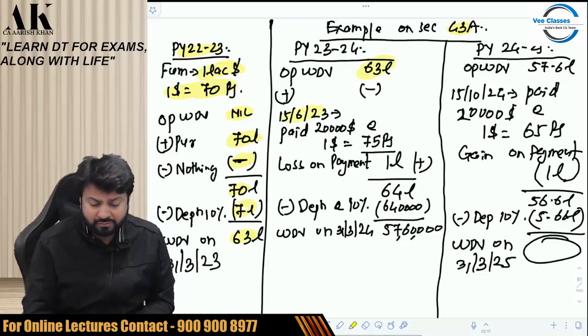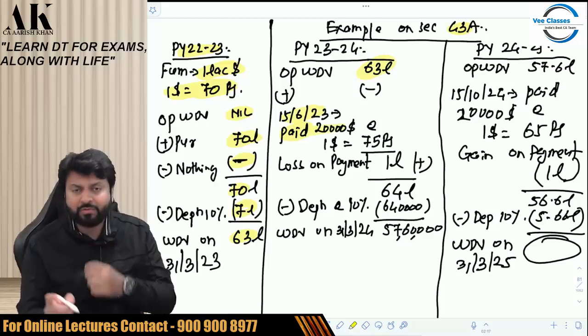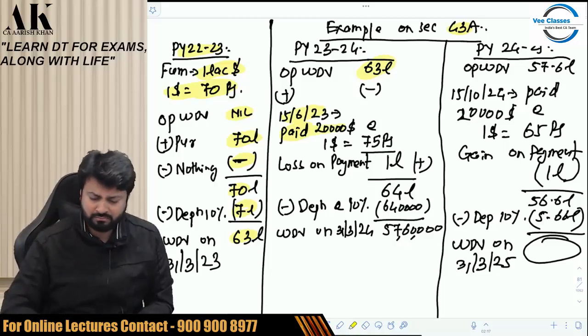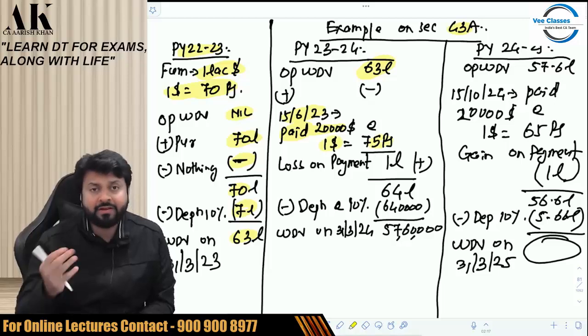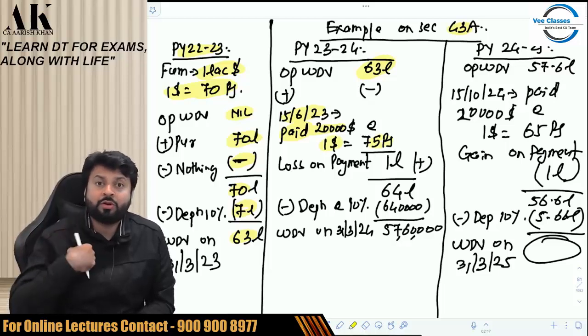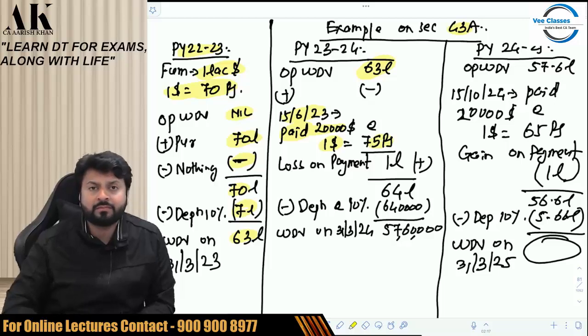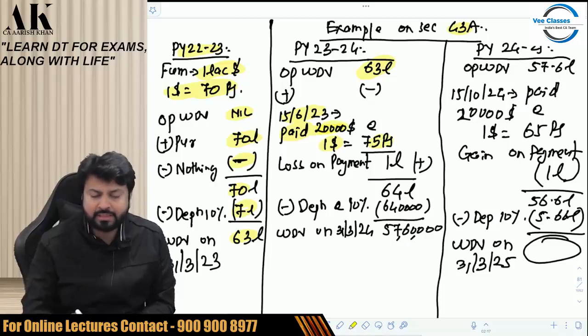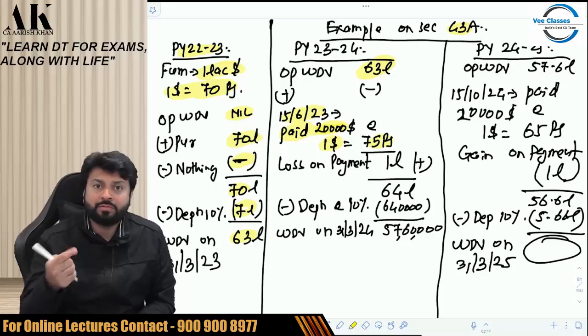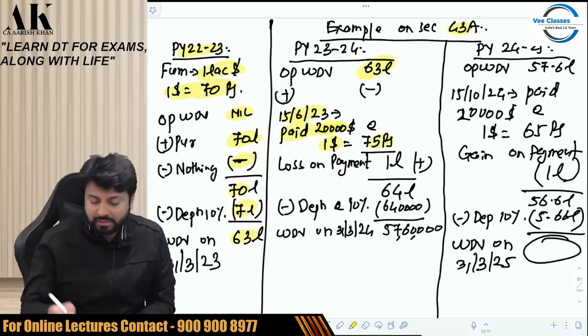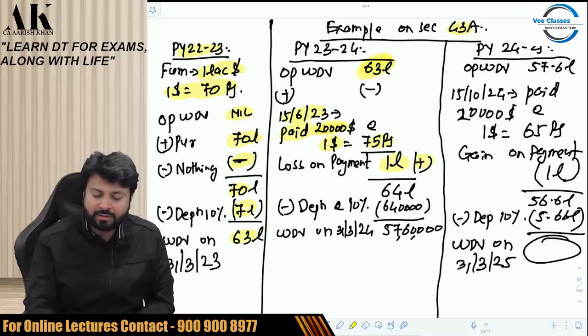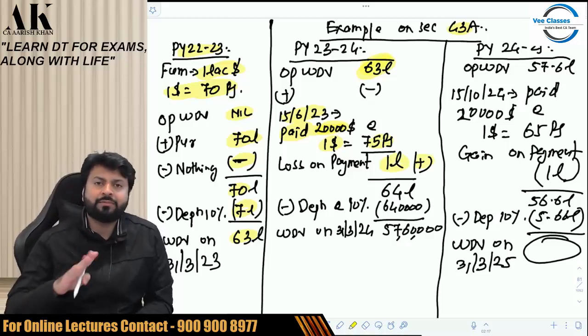Now on 15th of June 2023, I paid $20,000. When I paid, $1 became 75 from 70. So there is a 5 rupee loss for me on every dollar. How much did I pay? $20,000. So 20,000 into 5 rupees loss, 1 lakh rupees is my loss. So the loss is my additional cost. So you have to add it back to the WDV. So that's what I'm saying.